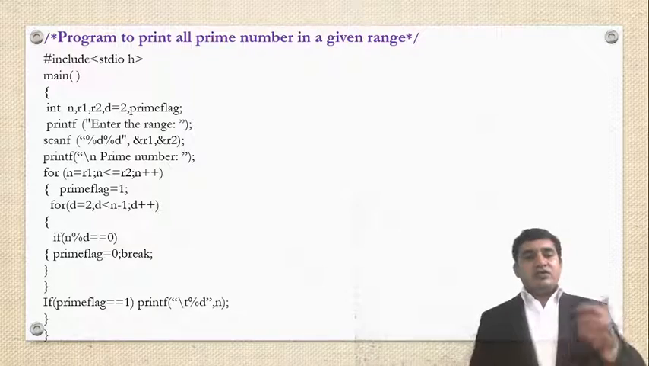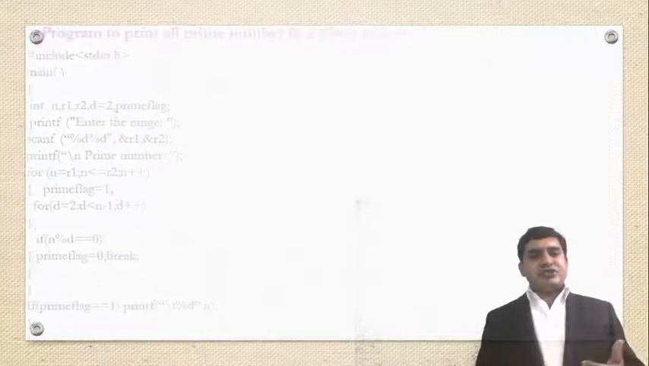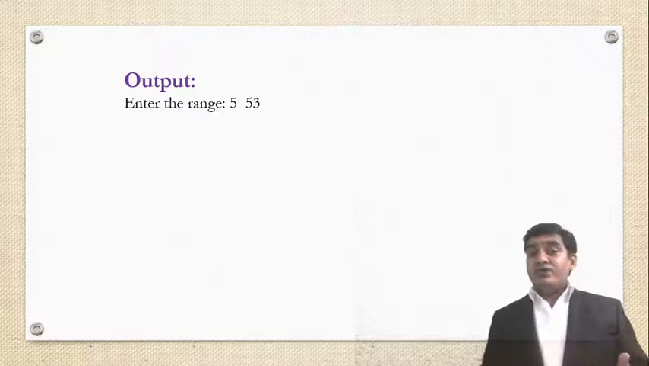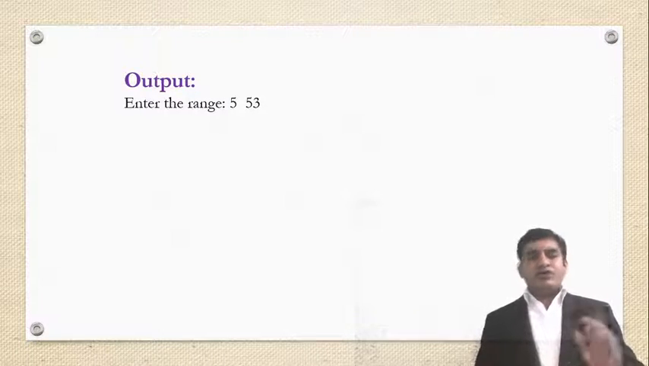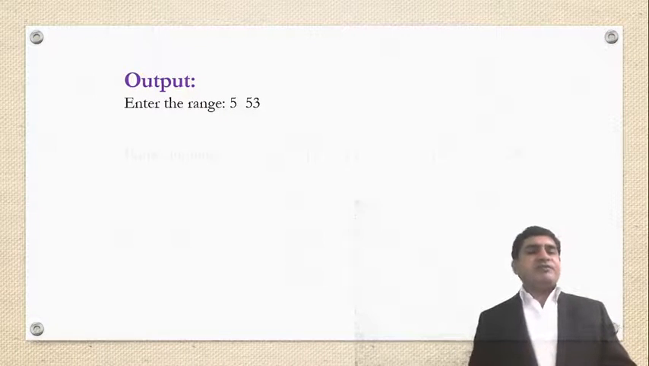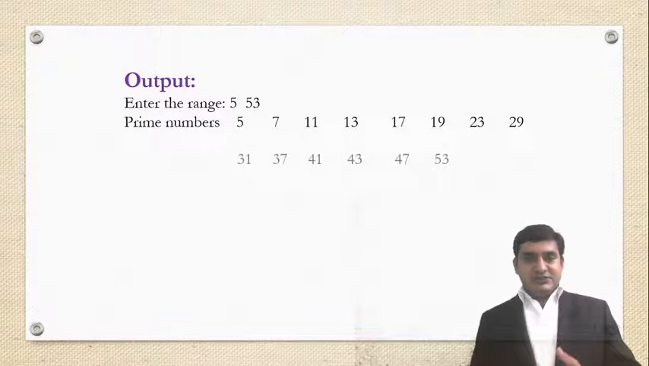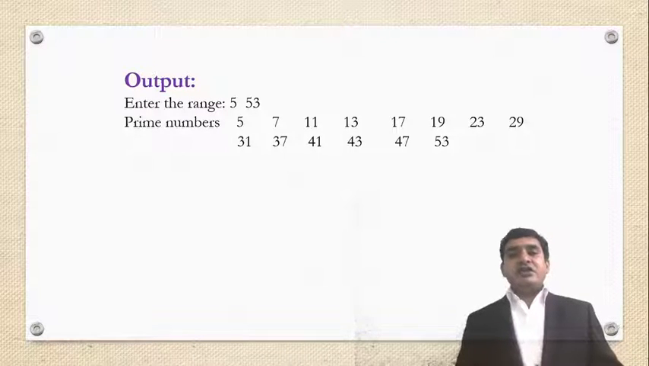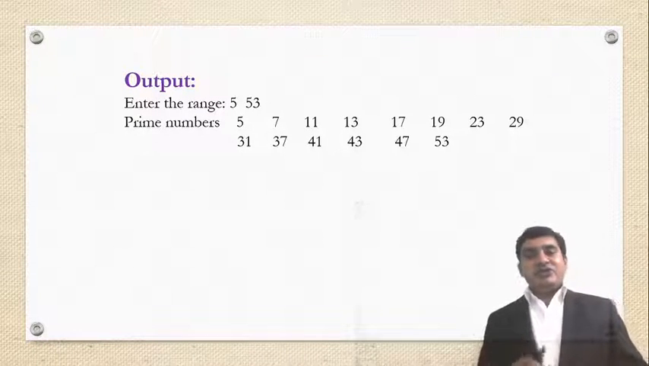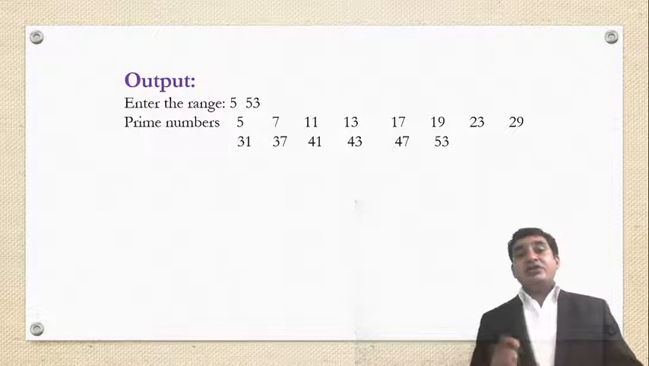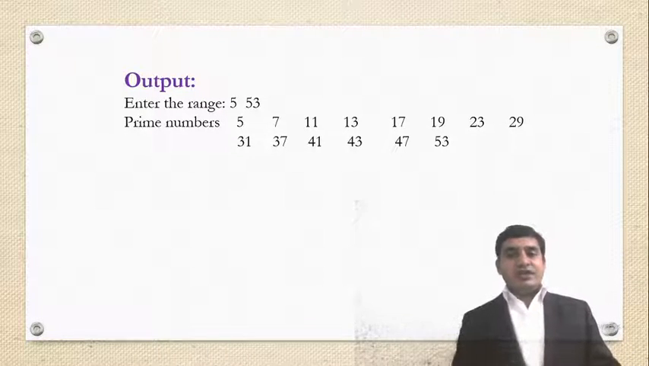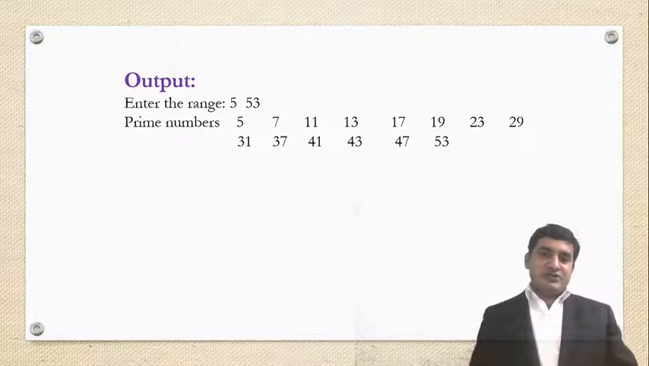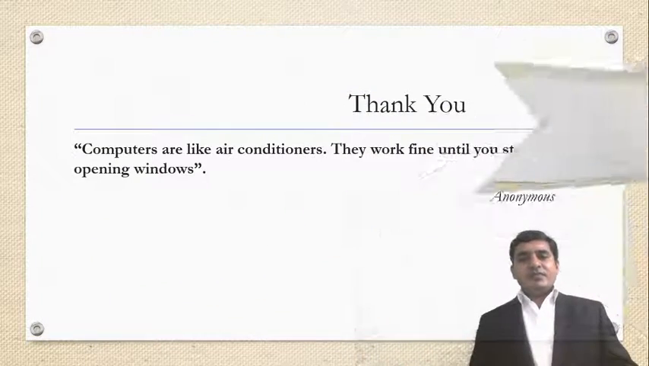Okay, now we have to see what the output of this program is. If we consider the range between 5 and 53, that is r1 is 5 and r2 is 53, then the prime numbers are 5, 7, 11, 13, 17, 19, 23, 29, 31, 37, 41, 43, 47 and 53. So these are the primes. Okay. Thank you.